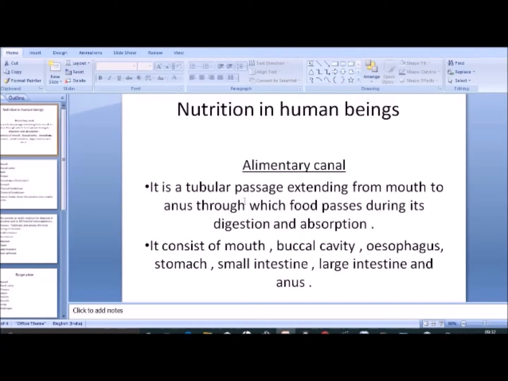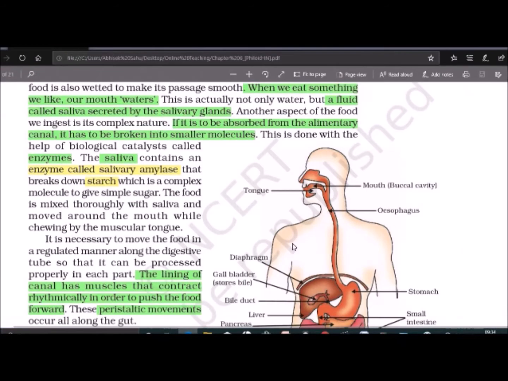The alimentary canal is a tubular passage extending from mouth to anus through which food passes during its digestion and absorption. It consists of the mouth, buccal cavity, esophagus, stomach, small intestine, large intestine and anus. So first is the mouth. What is the mouth? It is the opening from which food is consumed.